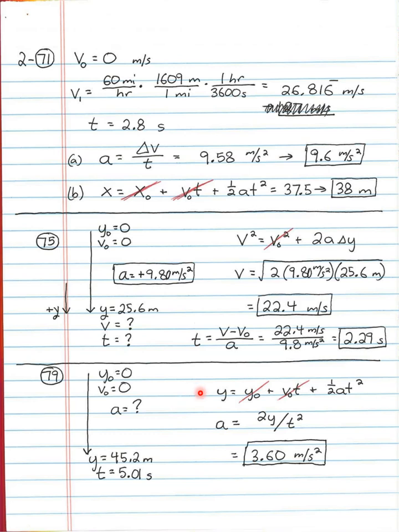Y equals y naught, which is 0, plus v naught t, which is 0, plus 1/2 at squared. We then solve for acceleration, 2y divided by t squared. And when we plug in the y of 45.2 meters, we plug in the t, 5.01 seconds, and we square it, we get 3.60 meters per second squared. So that is acceleration due to gravity on Mars.